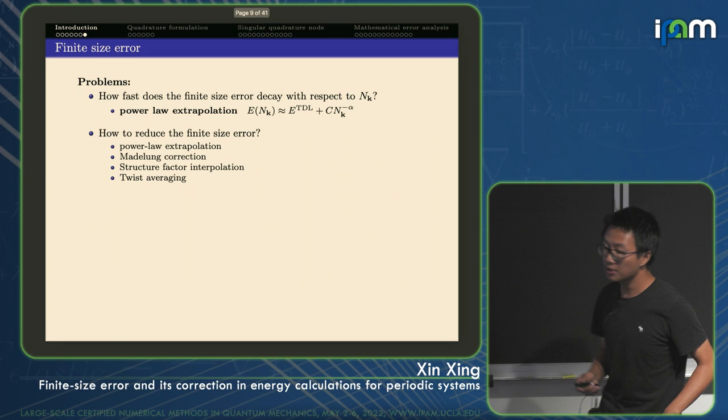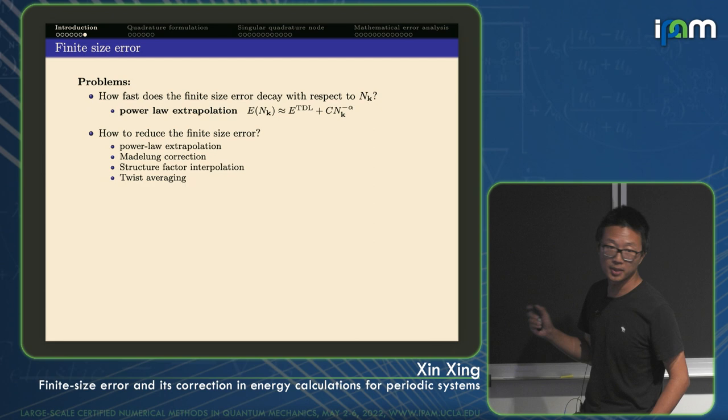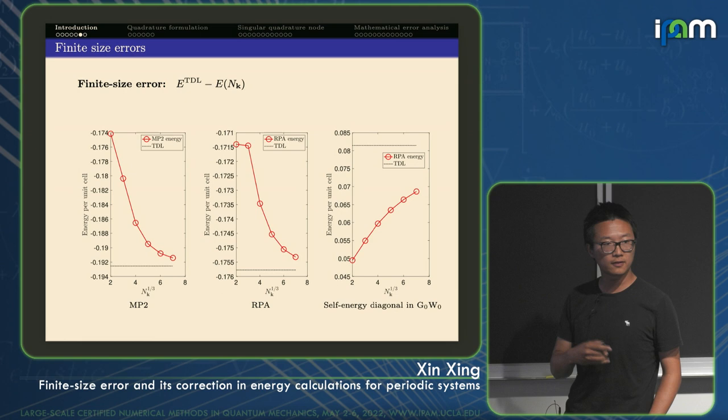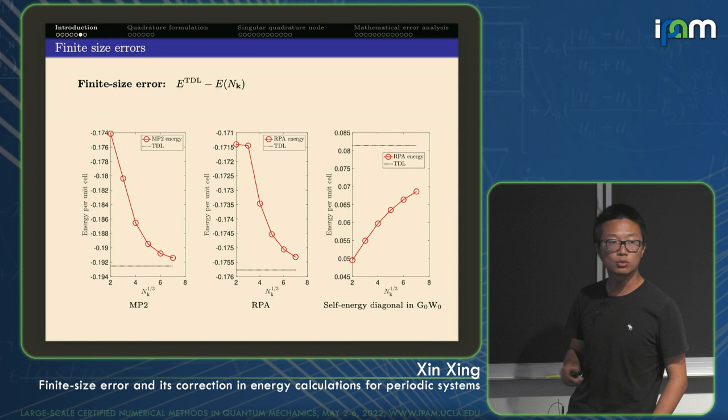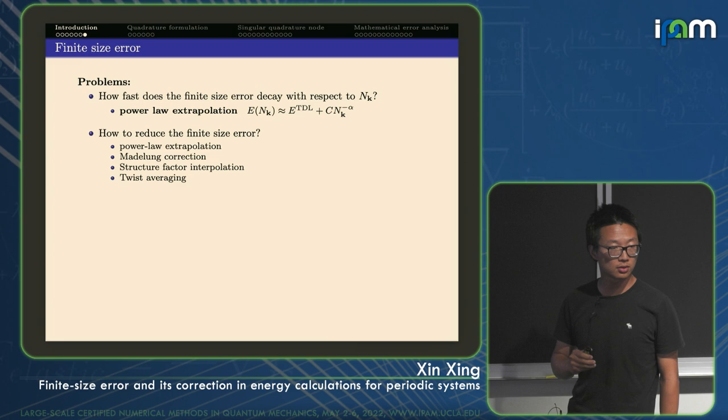And in practice, there are two main problems that we care about. The first one is that for a specific calculation, say exchange, MP2, RPA, how fast does the corresponding finite size error decay with respect to the k-point mesh size? This is of practical importance, because in practice, what people usually do is to do this specific calculation using several meshes of different sizes. So you can get this red curve here, and then you do a power law extrapolation to get an estimate of the thermodynamic limit. And the power law used here exactly corresponds to the decay rate of the finite size error in your calculation.